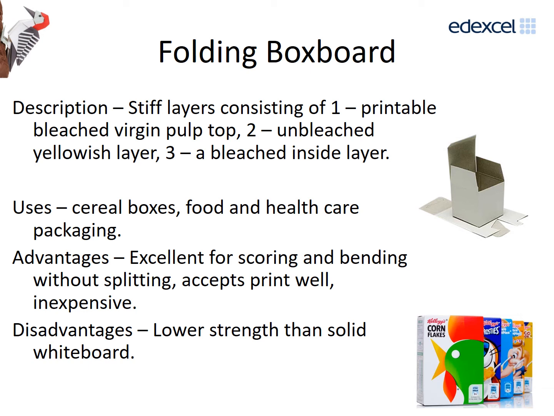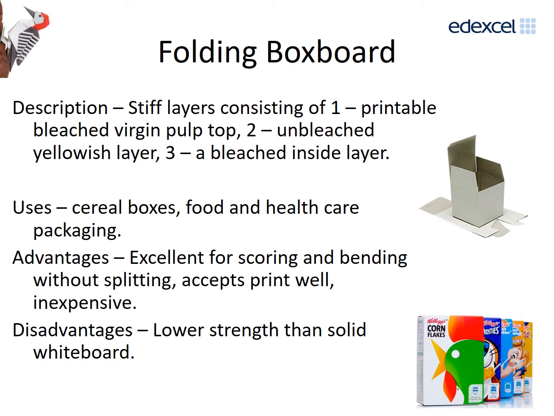So if we look at folding box board. Now this is one you probably see quite a lot in everyday life, because what you can see here, it basically consists of layers. We've got one layer, which is your printable bleach version. So if you look at the first example on the right, you've got a very white surface there. So that's been bleached, so it allows it to be printed on easily.